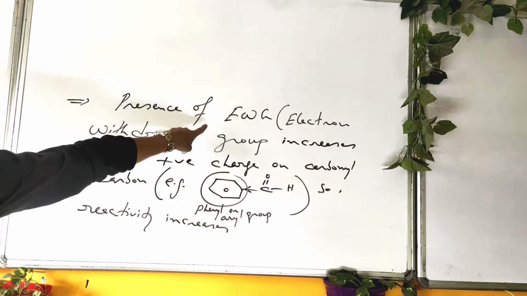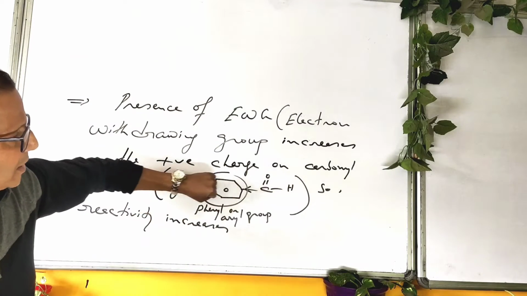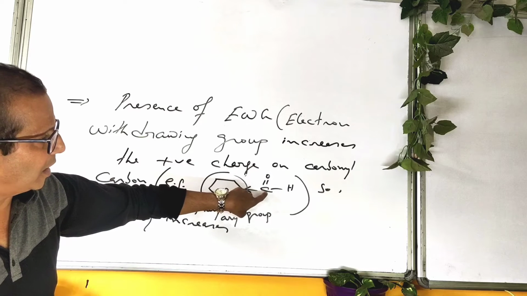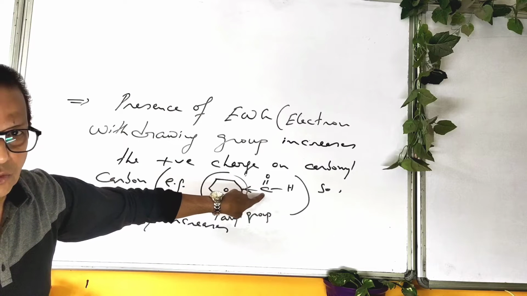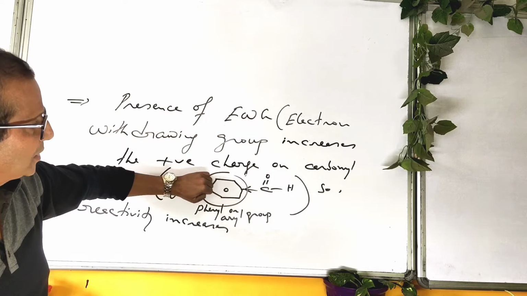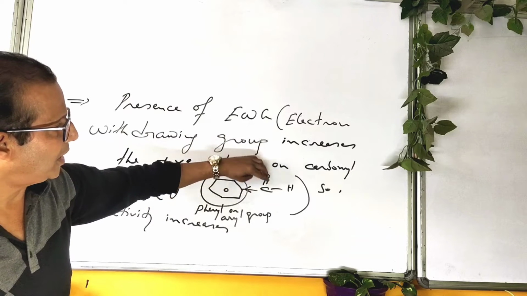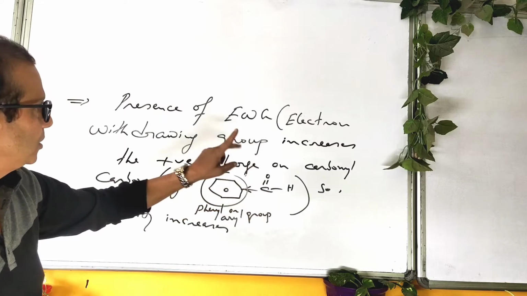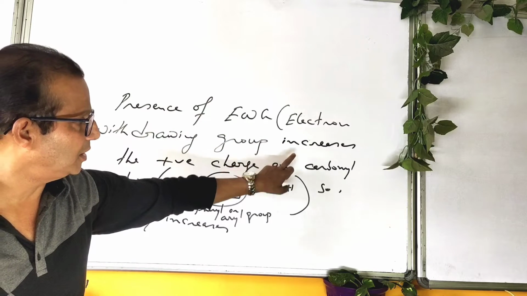Listen, the presence of an electron withdrawing group such as benzene ring attracts the electron, and the development of positive charge on carbonyl carbon becomes more, because oxygen also attracts electron, benzene also attracts electron. So due to the attraction of two different electron attracting groups, the positive charge develops more. So the reactivity towards nucleophilic addition reaction increases.